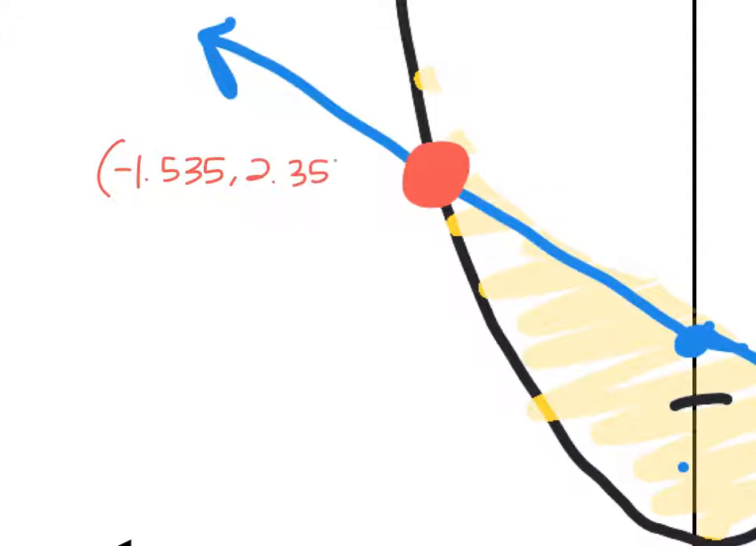Good job on your rounding. Okay, good. Negative 1.3 or 535 and 2.357. All right, that's that intersection spot. How about the one in quadrant 1? Does anybody have that one, Sam?